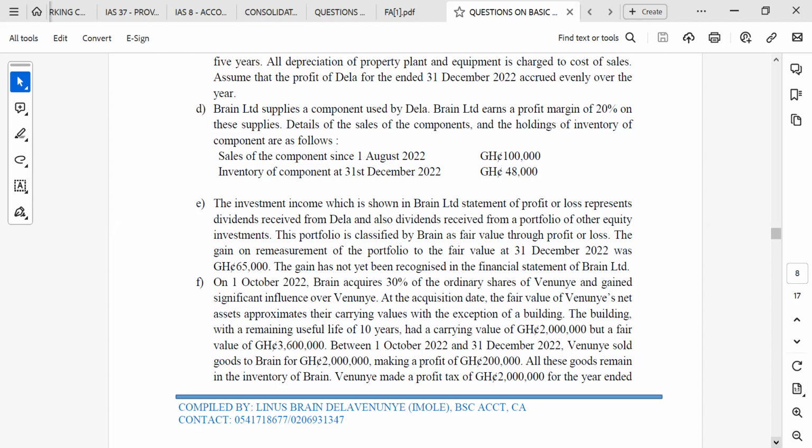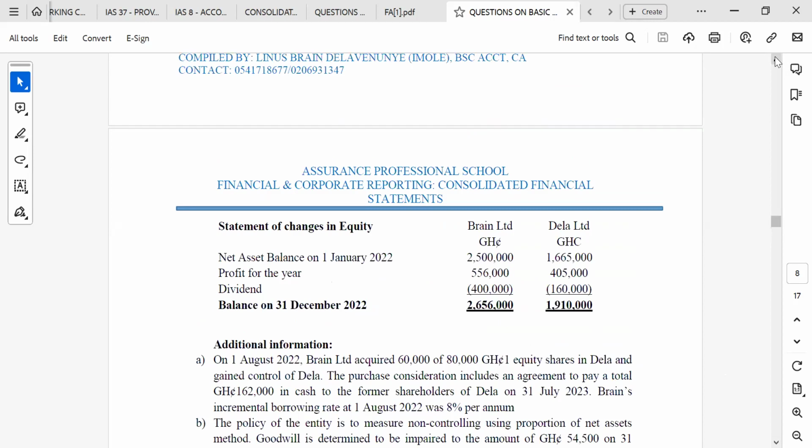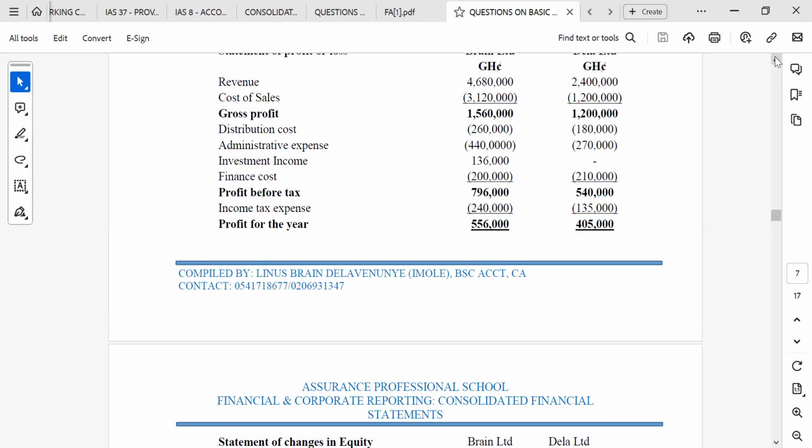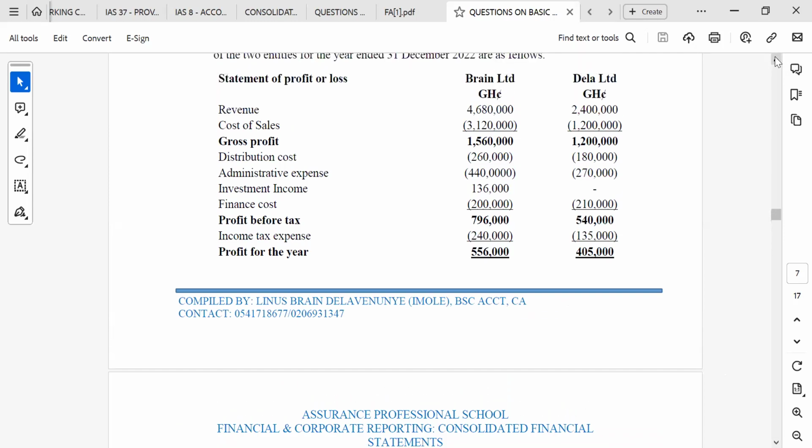Okay, so they are saying that the investment income, which is shown in Brain Limited financial statements, let's go there. What is the investment income? They are saying that it consists of a dividend from the subsidiary and also dividend from other equity investments. Okay, so let's come here. You see the dividends. Brain is the owner of Dela Limited, isn't it? Okay.